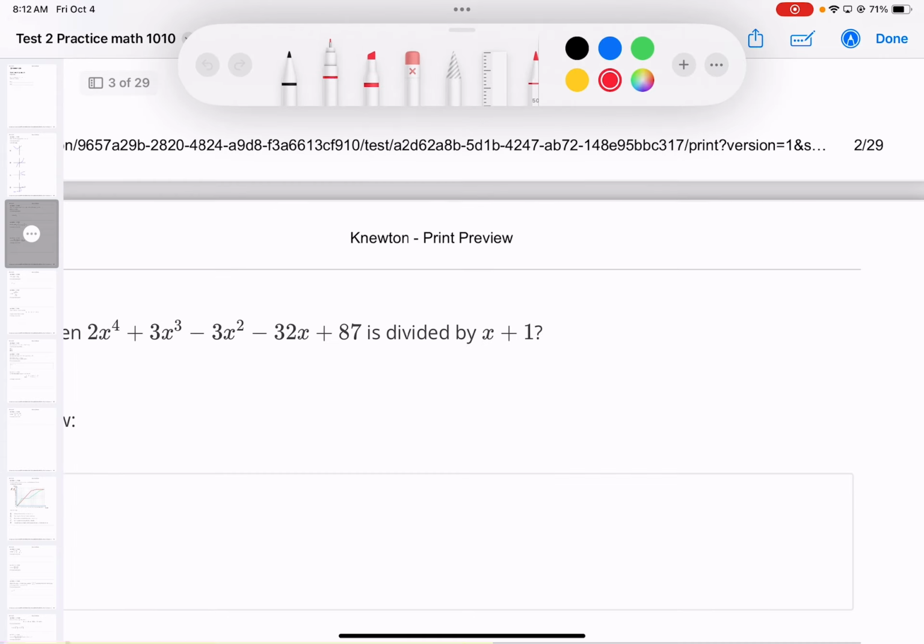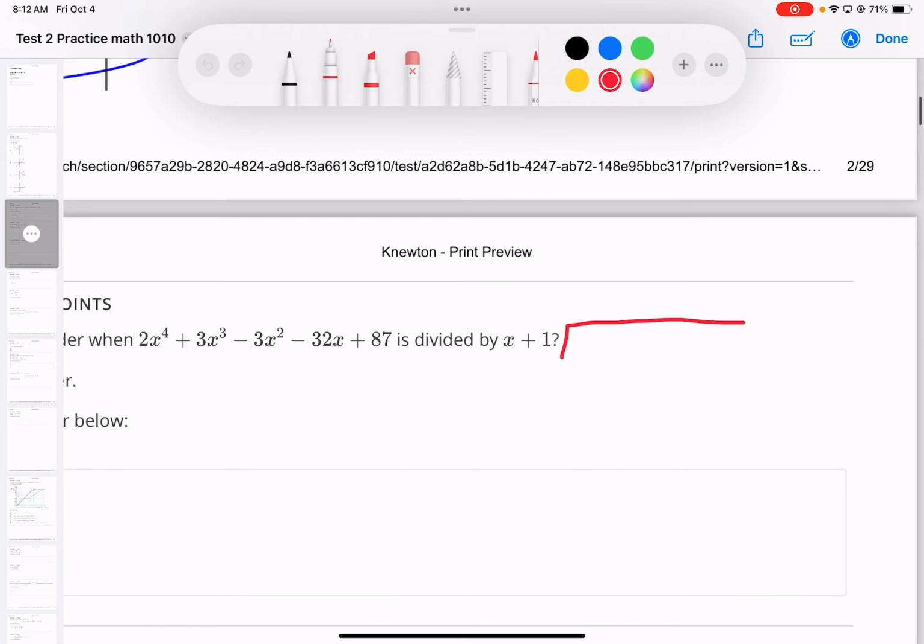Here we go. So this is going to be going into here. We got 2x to the fourth, 3x to the third, minus 3x squared, minus 32x plus 87. If you don't have access to this on the Chromebook quite yet, make sure you're writing it down with me. Okay, so what we're asking ourselves is what do I need to times this x by to get it to be 2x to the fourth?